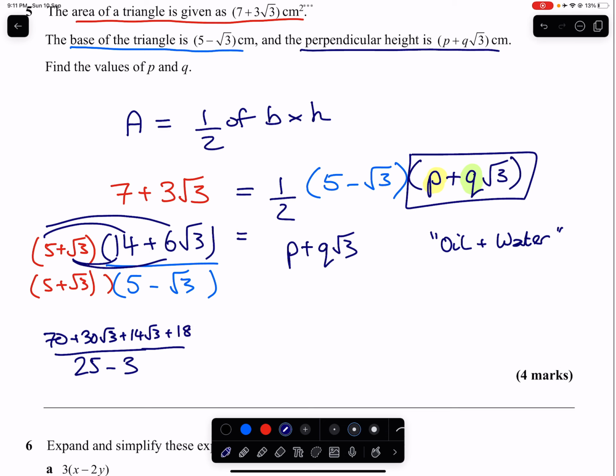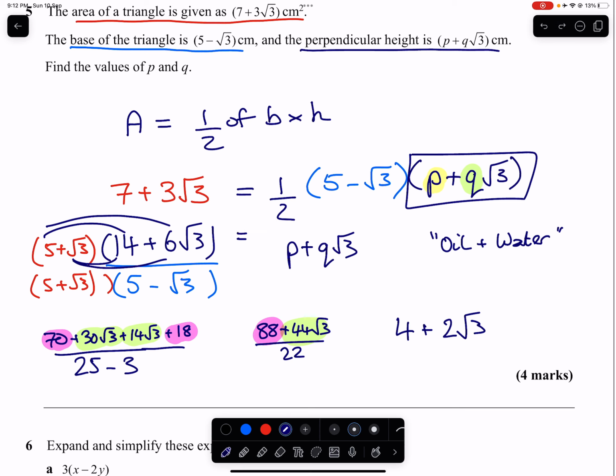That then simplifies with our 70 and our 18 to give us an 88. And the 30 root 3 plus the 14 root 3 simplifies to give us 44 root 3. And the bottom of that fraction is 22. That then simplifies, 88 divided by 22 and 44 divided by 22, to give us 4 plus 2 root 3.